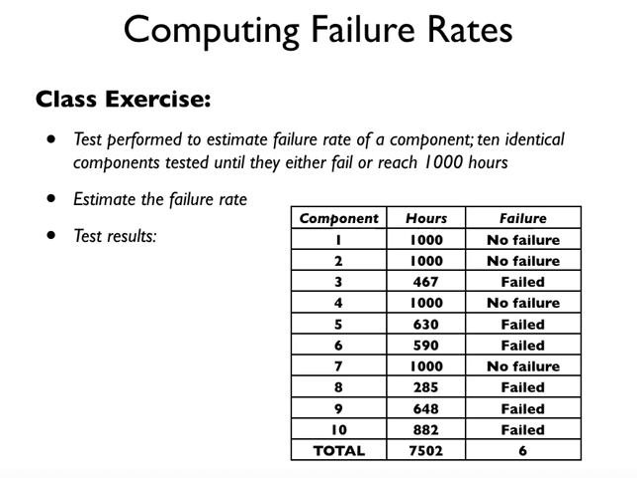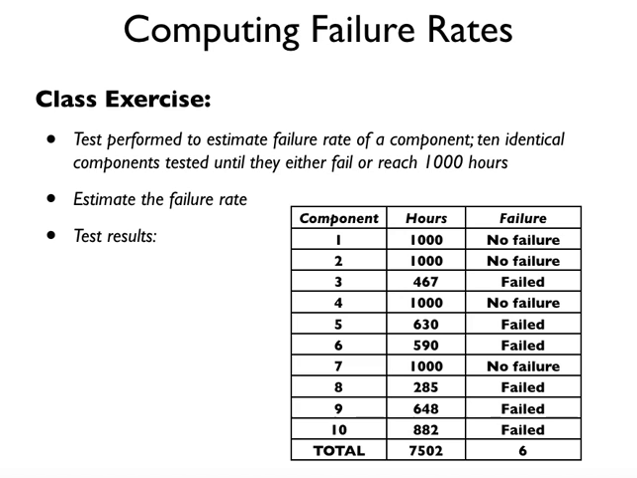So here's the example. We look at running 10 different tests, 10 parts. We're going to run these tests for 1,000 hours. During that time, some will fail and some will not fail, which you can see the results of here in the table. The goal of this activity would be to estimate the failure rate. So the first thing to point out is some fail and some don't fail, and the number that fail in this case is 6.